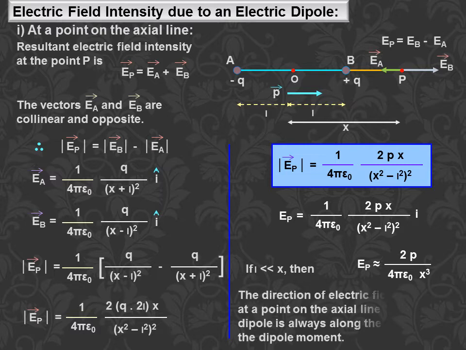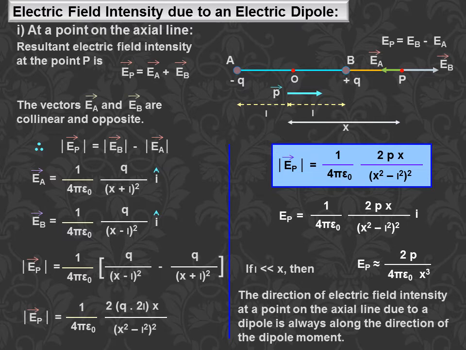If x is very much greater than L, therefore EP is nearly equal to 2p upon 4 pi epsilon naught x cube, which shows that EP is inversely proportional to x to the power 3.